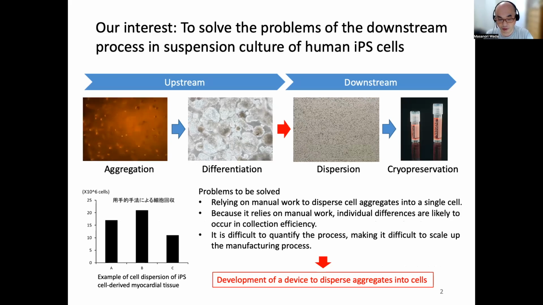The problem we are trying to solve is that the process of cell dispersion depends on manual work, which makes it difficult to scale up the process. We are trying to solve this problem by developing a scalable device that can efficiently disperse cell aggregates into single cells instead of manual work.